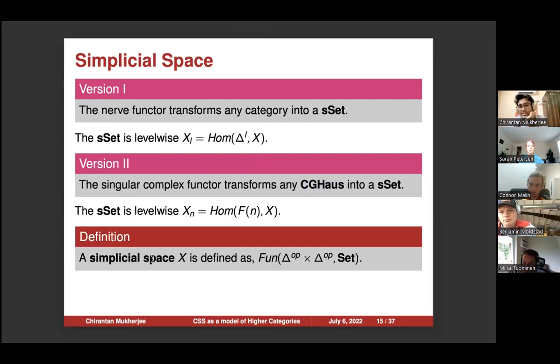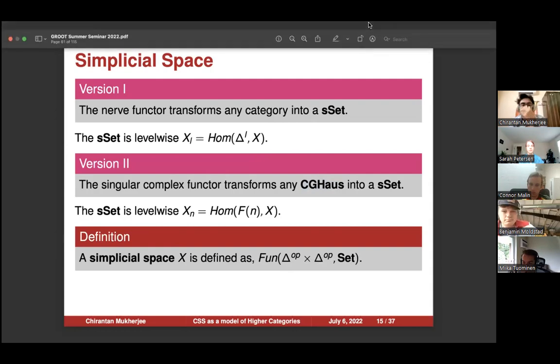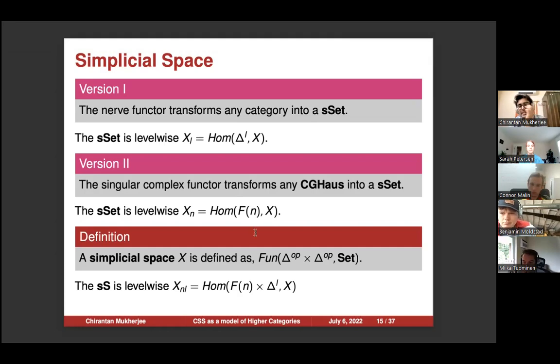We do so using a simplicial space, which we define as the functors from Δ^op times Δ^op to the category of sets, and is defined level-wise as X_{nL} is Hom of F_n times Δ^L comma X, where F_n and Δ^L are the ones as defined above.